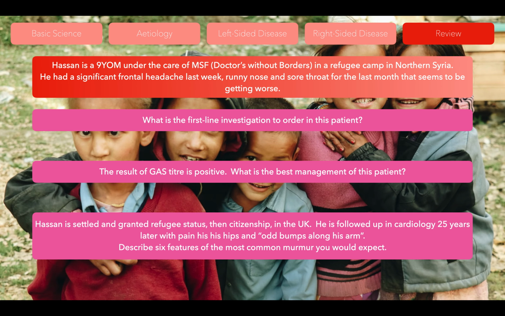Hassan is settled and granted refugee status, then citizenship in the UK. He's followed up in cardiology 25 years later with pain in his hips and odd bumps along his arm. Describe 6 features of the most common murmur you would expect. So tell me the murmur and tell me the 6 most common features.